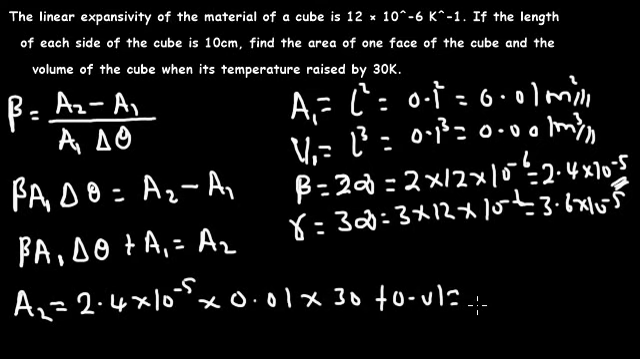So what would that be? Let's type that into our calculator. That's 2.4 times 10 to the power of negative 5, then multiply by 0.01, also multiply by 30, then we are adding 0.01, and finally I end up with 0.010072 meter squared. So that is A2. Perfect.